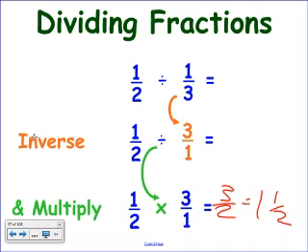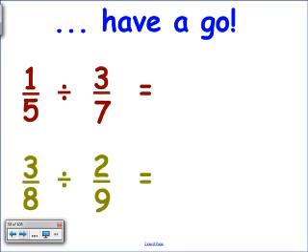Everyone happy with this process? So the number doing the dividing gets flipped, and then you change it from a division to a multiplication. You happy with that process? You want to try that process a couple of times? Yeah, let's go for it. Okay. So dividing, we do something called inverse and multiply.